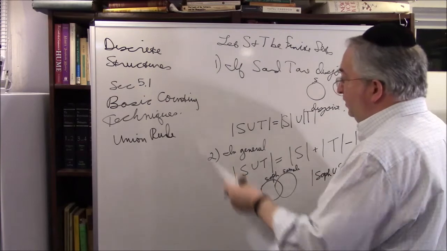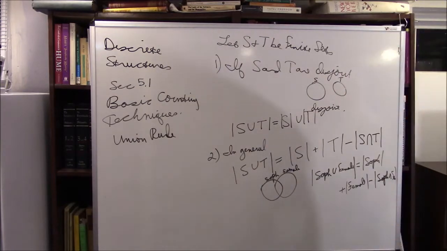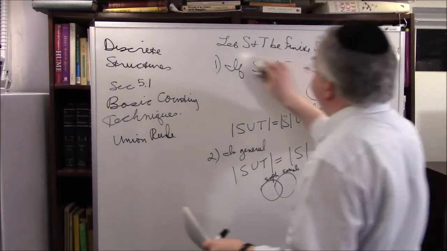Next, so these are 2 rules. Make sure you copy them right. Let me make sure the camera's getting everything. Camera's getting everything.